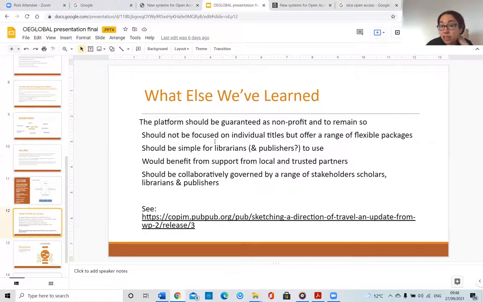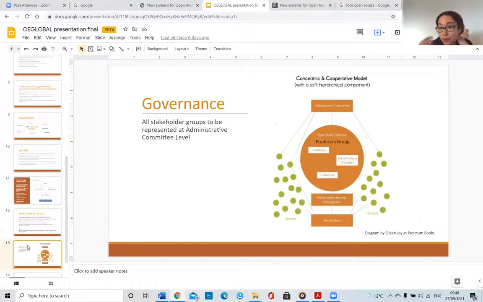You can get more detail on what else we've learned by following that link on the slide, where it's part of our open publication documents. Collaboratively governed, what's that going to look like? We're working on it. That is part of this challenge that myself and Eileen Joy, the director of Punctum Books, is addressing with regard to the revenue management platform specifically, and our colleagues in Work Package 4 are obviously collaborating with us all the time on that. We're going to be running some workshops on governance soon, which I think will probably be open to everybody. So there'll be more information on invitations coming towards the end of autumn.